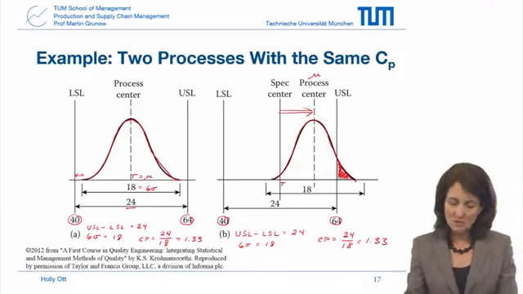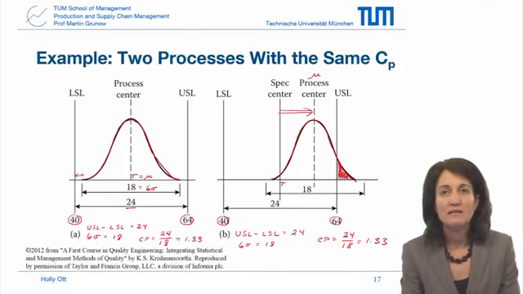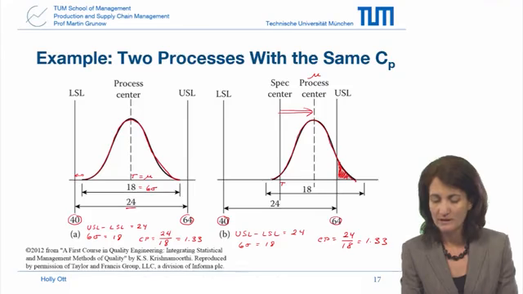So what does this tell us? The CP index is not able to recognize the lack of centering in the process, as it shows in B. It only compares the process variability with the spec variability.